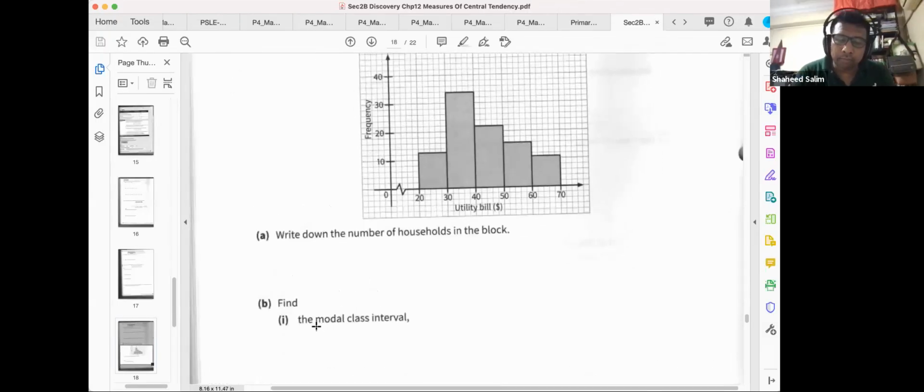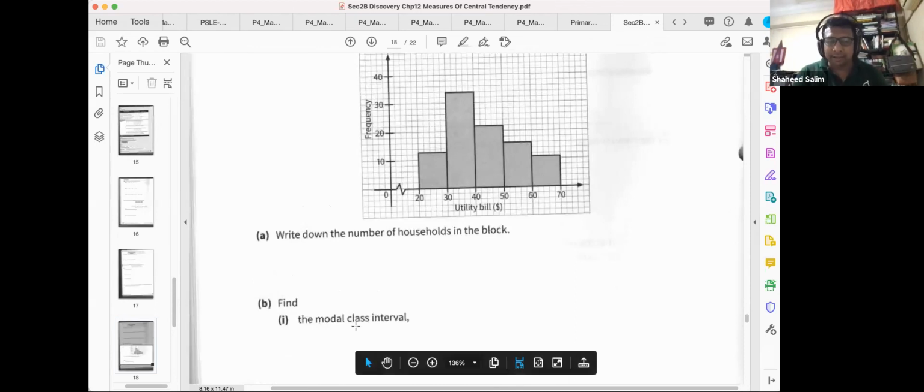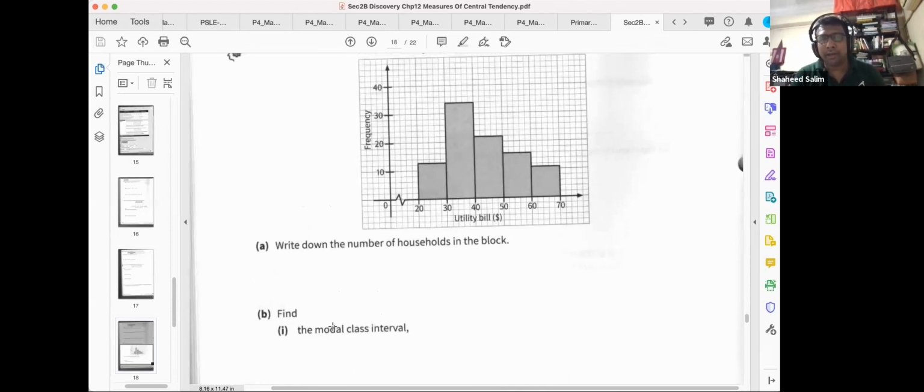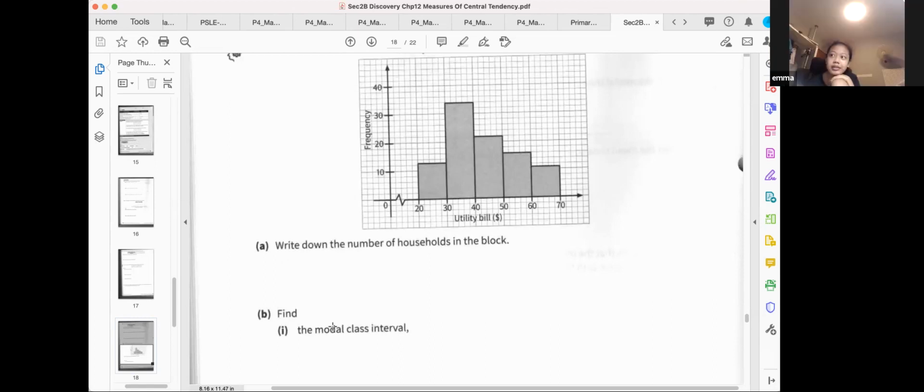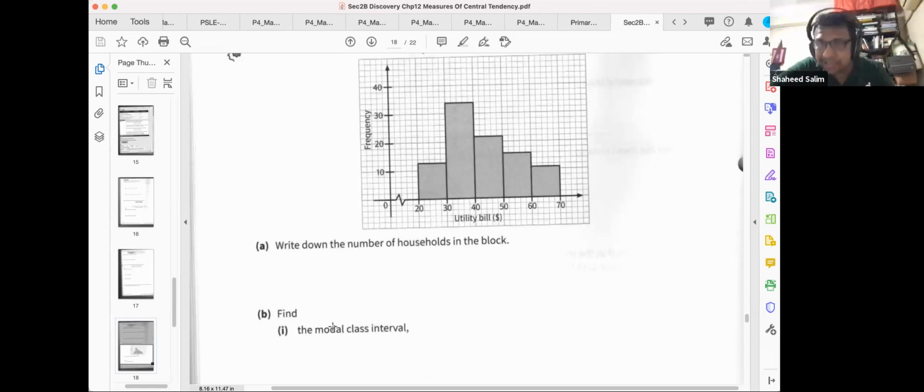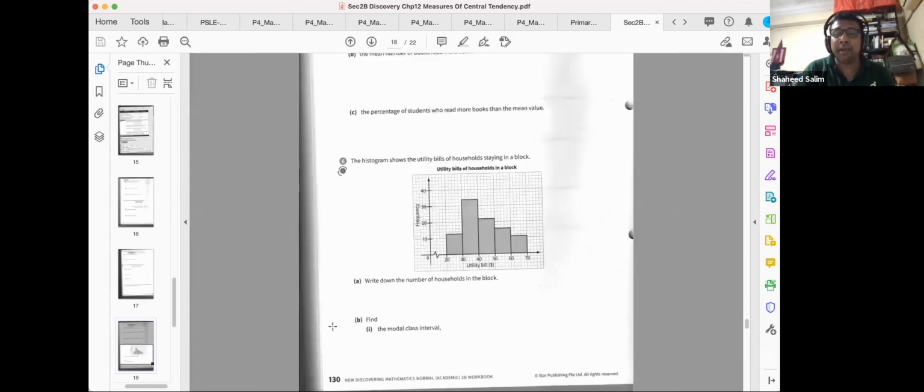Okay, now, find... Don't be afraid of this word, model class interval. They are asking you to find the mode. So what's the mode for you? 5, 4, 3, 2, 1. Action. 30 to 40, that's it. It's that simple, Emma.